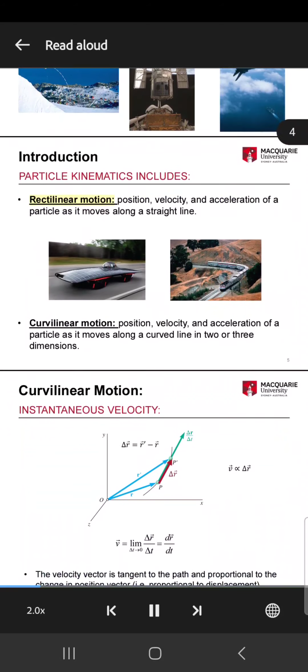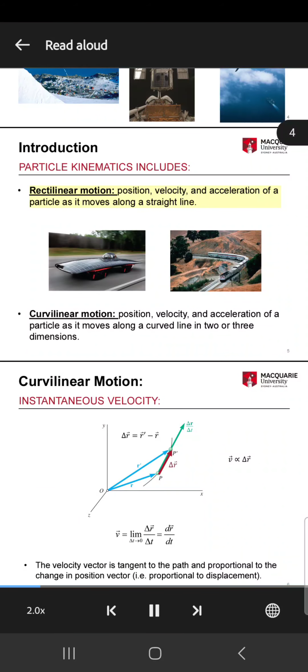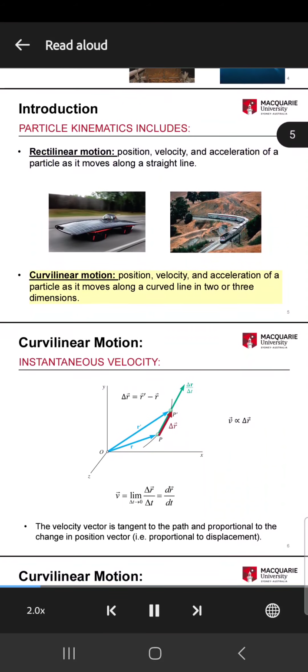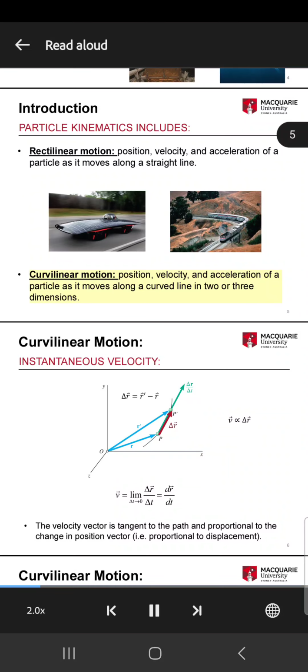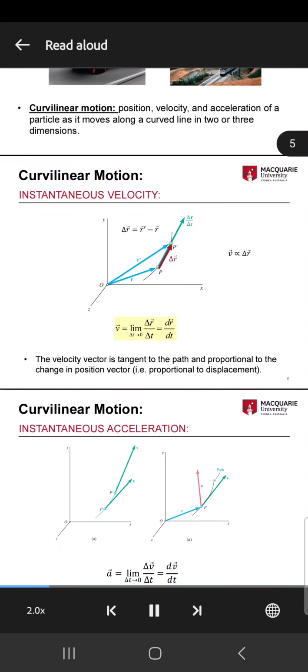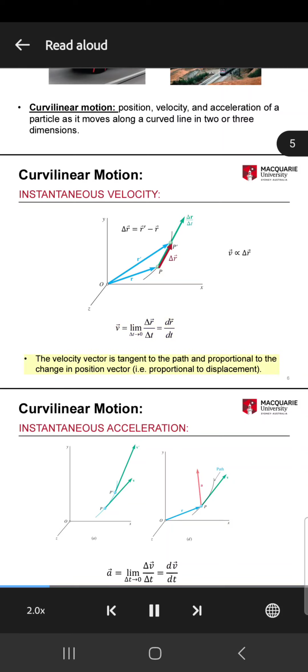Introduction. Rectilinear motion: position, velocity, and acceleration of a particle as it moves along a straight line. Curvilinear motion: position, velocity, and acceleration of a particle as it moves along a curved line in 2 or 3 dimensions. The velocity vector is tangent to the path and proportional to the change in position vector, i.e. proportional to displacement. v ∝ Δr.